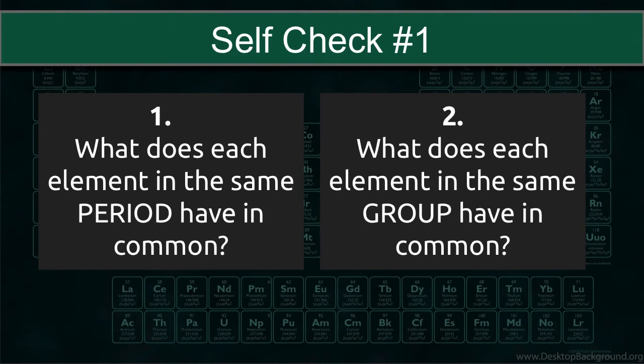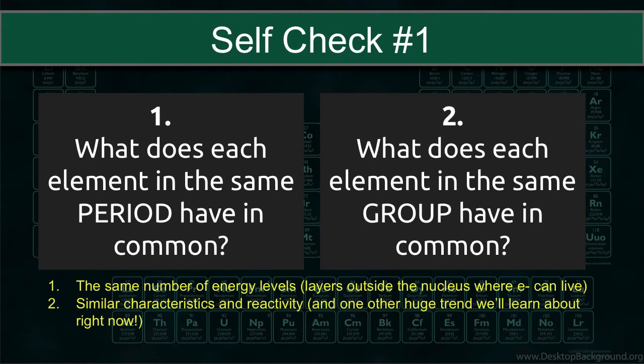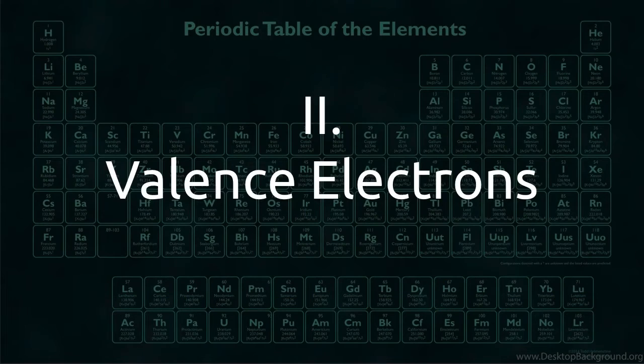So pause here, do a quick self-check, see if you can answer these questions. Each element in a period has the same number of energy levels, and each element in the same group has similar characteristics and reactivity, and one other huge trend we're about to learn about.